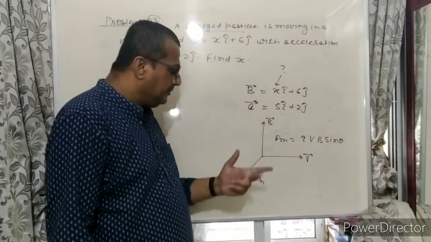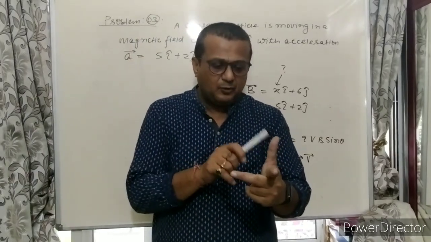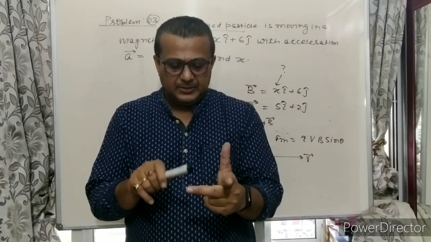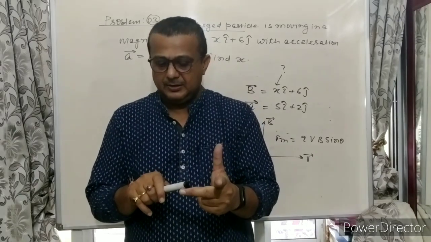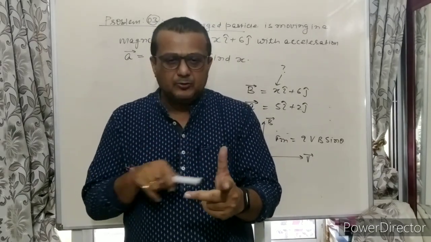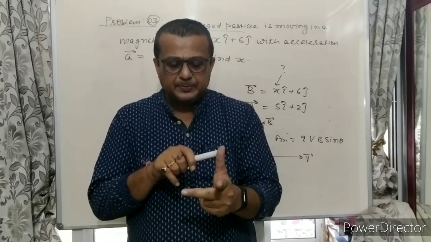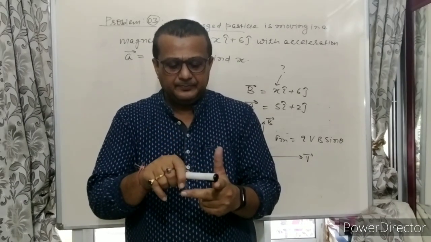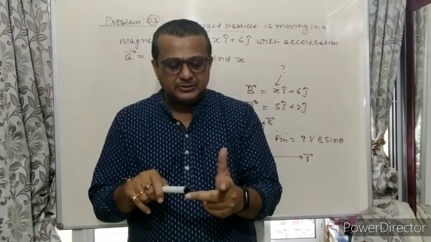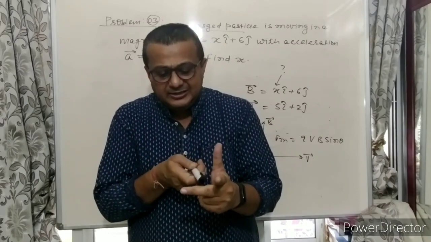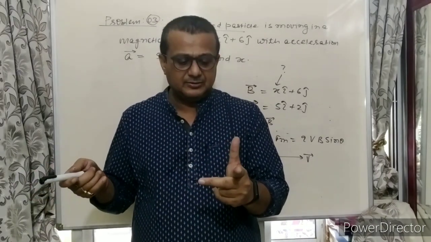The three, because this is the force, this is the magnetic field, and this is the velocity. All the three are mutually perpendicular. Here force is perpendicular on magnetic field as well as velocity. If this is the direction of velocity, then certainly this is the direction of acceleration.